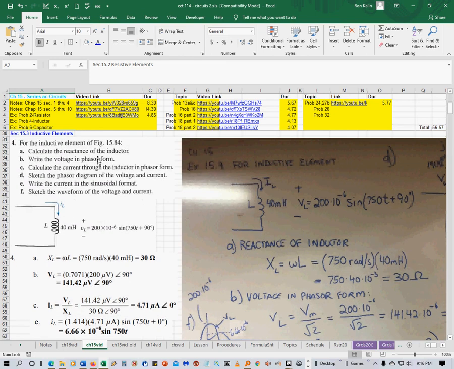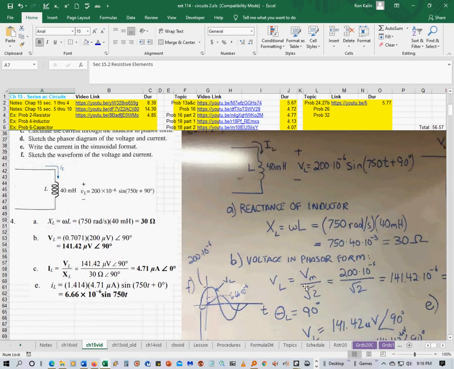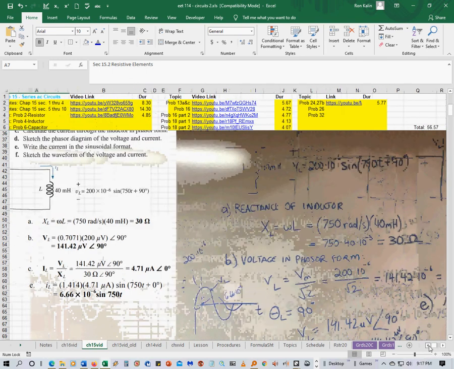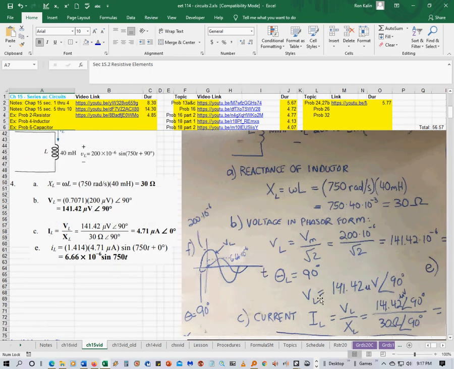Part 2 says write the voltage in phasor form. So the voltage is given in sinusoidal form here. You take that 200 times 10 to the negative 6 and you divide it by the square root of 2, as so, and you get 141.42 times 10 to the negative 6 volts, and the angle is a plus 90 angle. So that's the phasor. So that's what the phasor looks like for the voltage across the inductor.